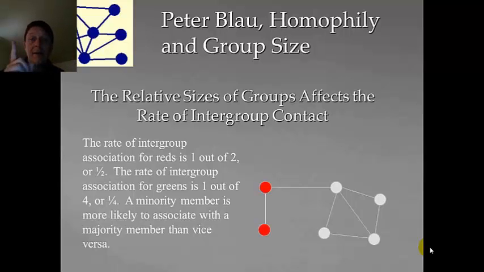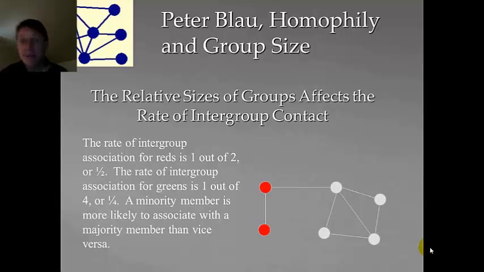There's one tie, right? But for reds, it's one out of the two reds that's engaged in that tie. There are four whites over on the right. And so there's one tie to a red out of four whites. 1 out of 2 for reds, 1 out of 4 for whites. 1/2 is bigger than 1/4. Half of the reds are interacting with those outside their group. 1/4 of the whites are interacting with those outside their group. The rate of intergroup contact is bigger for smaller groups.